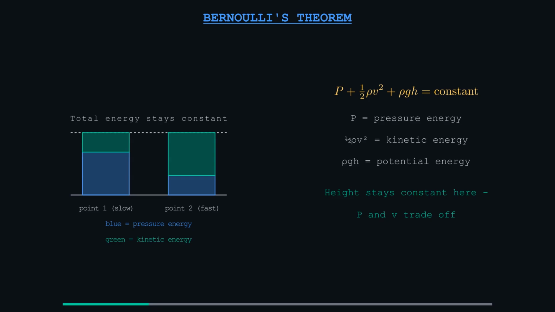As you can see, both bars reach the same total height, but point 2 has more kinetic energy and less pressure energy than point 1.